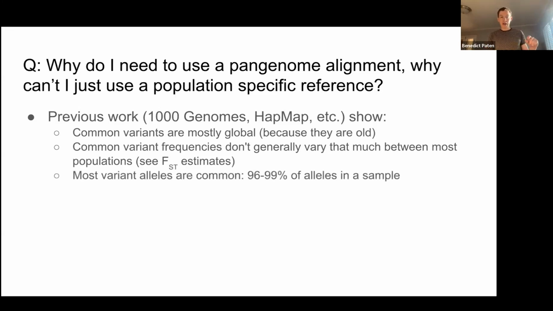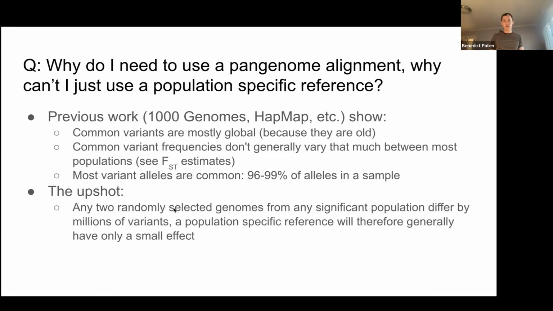And further, as I mentioned, most variants are actually common. So if you look at any one genome, if I looked in your genome, I would see that 96% plus of the alleles in that genome are common. All right. The upshot of that is that any two randomly selected genomes from any significant population will differ by millions of variants, and therefore a population-specific reference will generally only have a small effect, right? It's just because mostly any two people from any population will differ by millions of common variants, right?